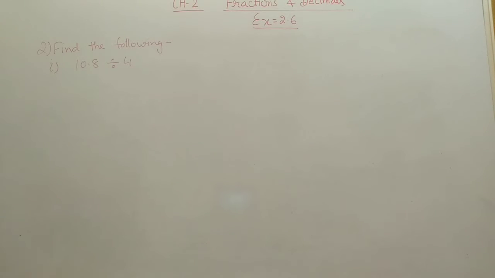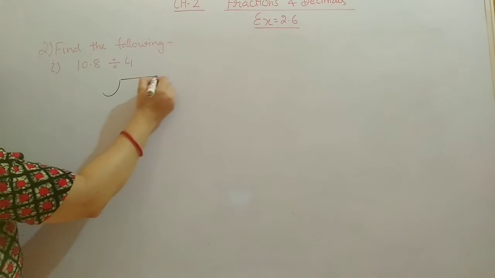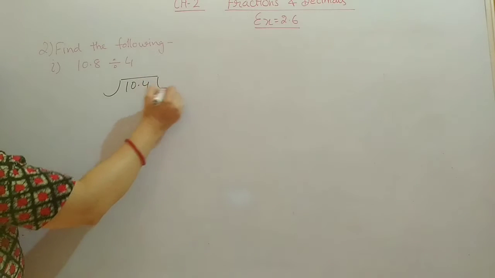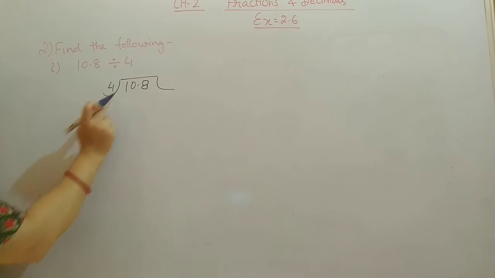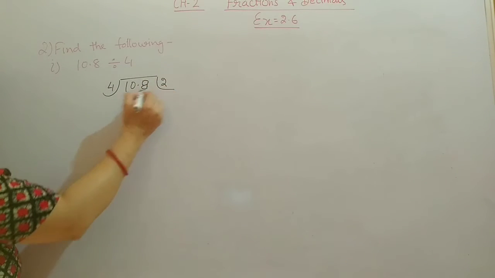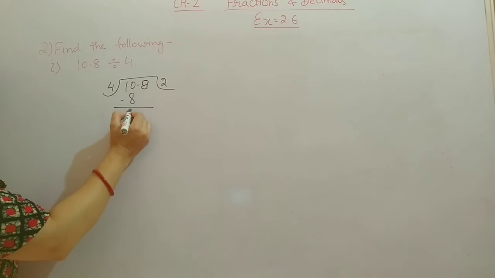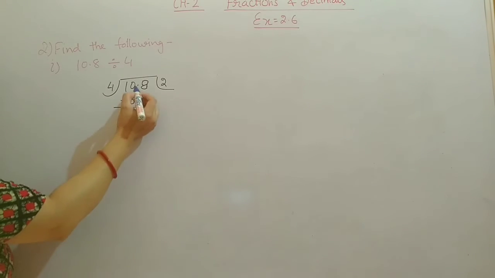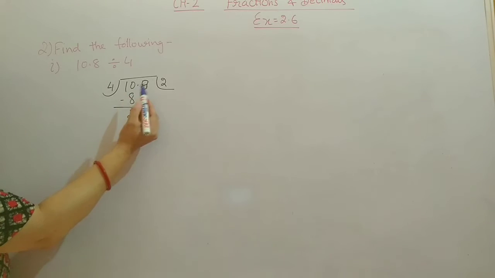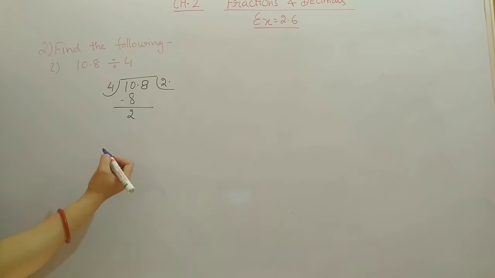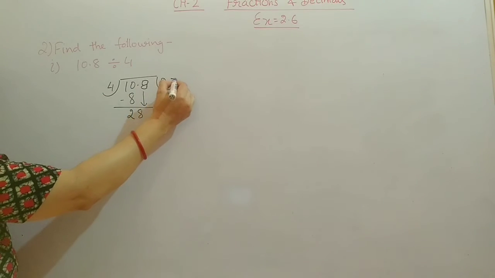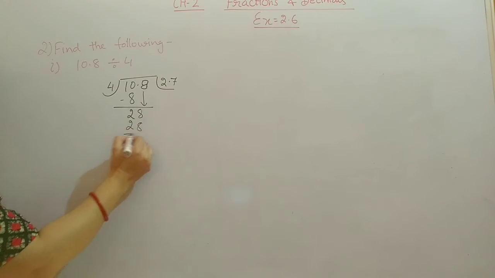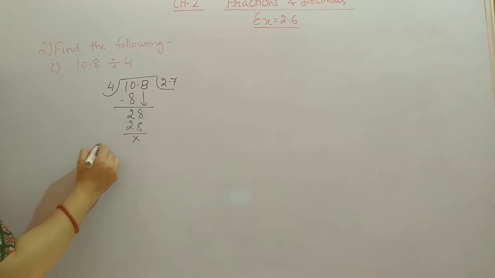Second question, find the following. 10.8 divided by 4. We have to divide 10.8 by 4. So first we will divide this whole number. 4 2s are 8, it will go. Then the remainder is 2 here. Now you can see after this a point is there, so we have to put a point here also. Put the decimal here and then you take the next number down, 8. Now 4, 7 times it will go. 4 7s are 28. So the answer is 2.7.